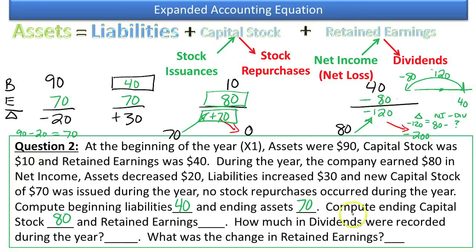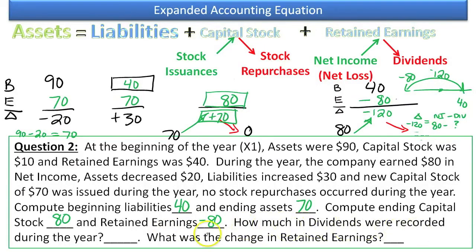Let's go ahead and put in the information that we now know. Compute ending capital stock and retained earnings. Ending retained earnings, negative 80. Sometimes I see students compute it correctly, but then they write down the wrong answer, so make sure you get the right answer. How much in dividends were recorded during the year?